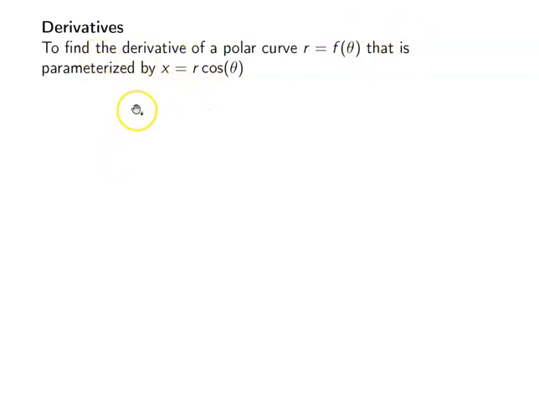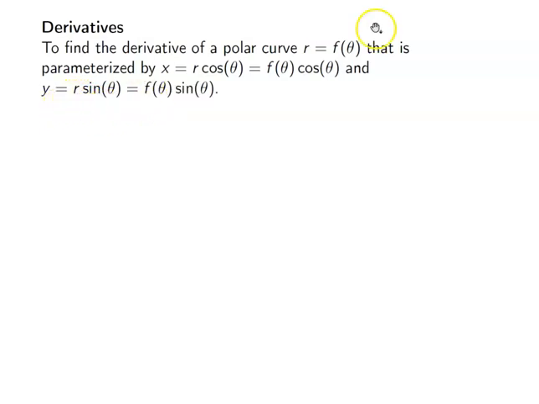My dy dx follows the same formula that I had from the calculus on parametric curves. So I'm going to differentiate y with respect to theta and throw that on top of the derivative of x with respect to theta, right? So x is r cosine theta. R, remember, is a function of theta. So my x is defined by my function value times cosine theta. Similar for my y values, right? So r sine theta is r, which is given by a function, times sine theta.